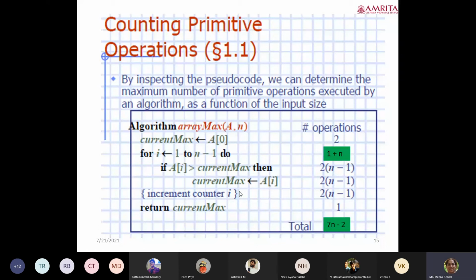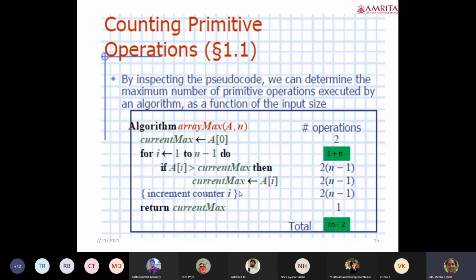But then why did you write this 2 into n minus 1? Who will tell me why you have written 2 here? Indexing and the relational operator. Very good, yes. Because there are two operations involved. A[i], you are taking as one operation, and comparison as another operation. So two operations, and this line will be executed 2 into n minus 1 times.